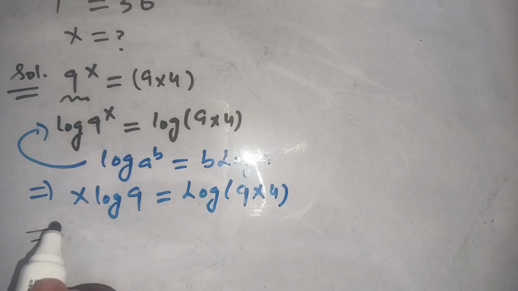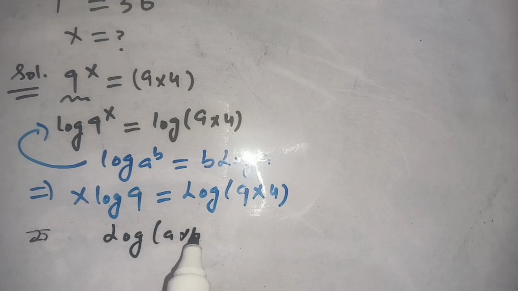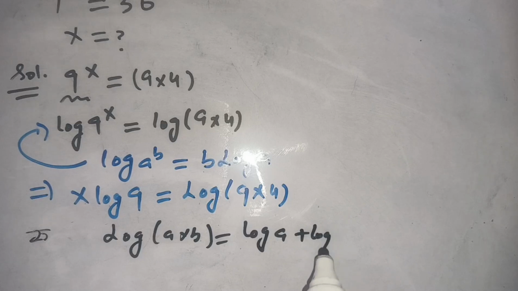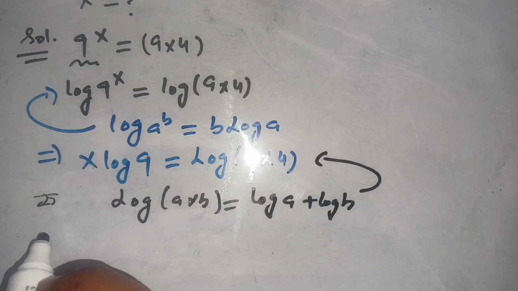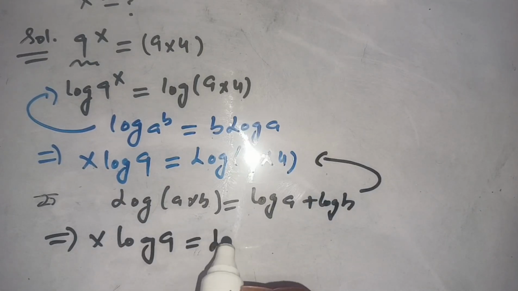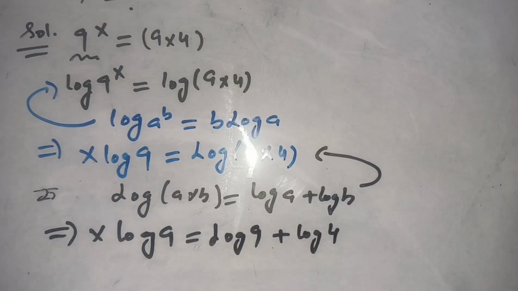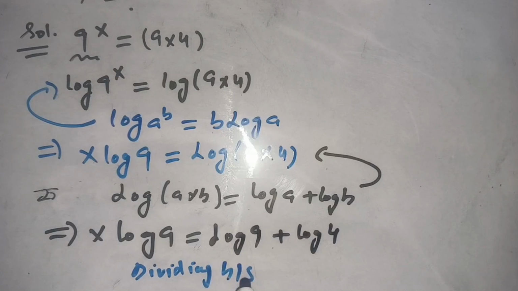So we can use this logarithm property: log of a times b is equal to log of a plus log of b. We use this identity on the right hand side of the above equation. We get x times log of 9 is equal to log of 9 plus log of 4. Now, on the next step, we divide both sides by log of 9.